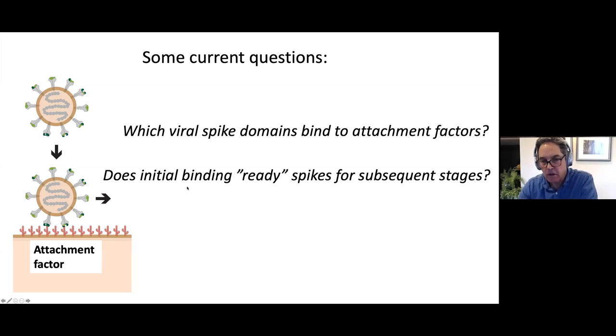As I said, the spike's a multi-domain protein, so which domains bind? And then a question that's been on our minds for a while: does the initial binding to attachment factors ready spikes, or prime virus spikes, in ways that make them more prepared to execute the subsequent stages of the fusion and entry process? And so I'll take a few slides. I'll describe his results today.